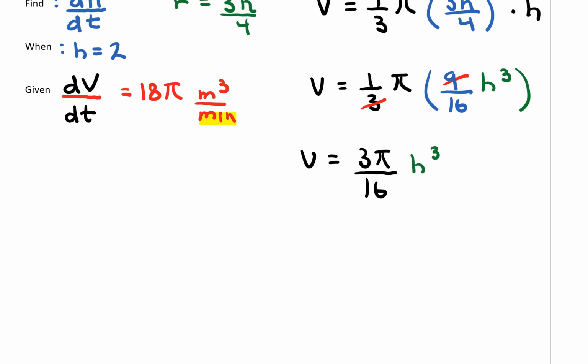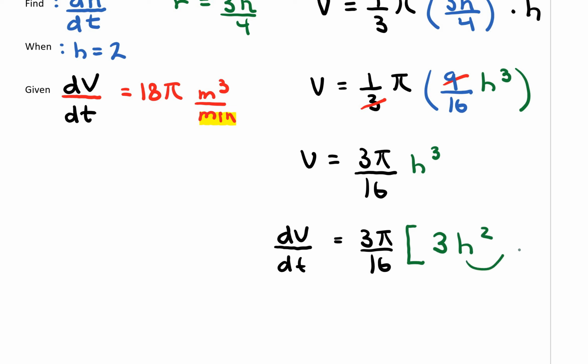Now I can take the derivative of this with respect to time. So dV/dt equals, well, my constant is 3 pi over 16, so the constant can remain in front. Then if I take the derivative of h cubed, the 3 gets soccer kicked to the front, so 3h squared, and then the derivative of h will be dh/dt using the chain rule. So we're taking the derivative with respect to time.